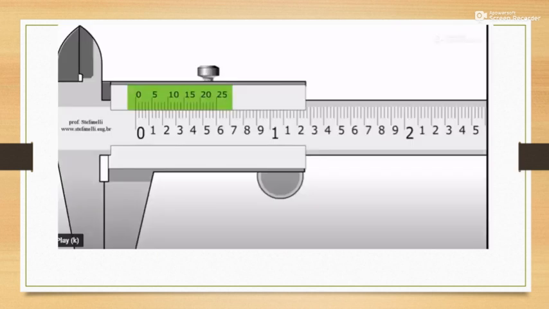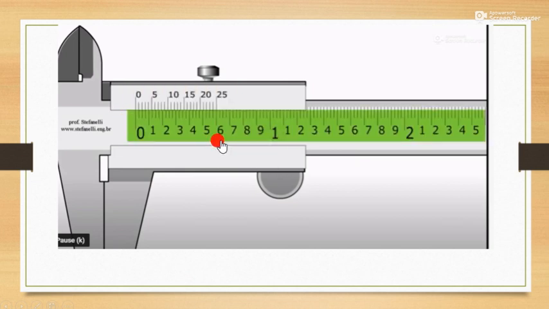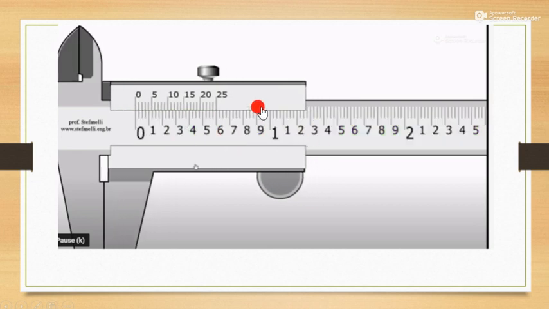Now, how to measure objects? In this picture I will show you. This is the vernier scale part, and this is the main scale reading. In this picture I will show you how to measure objects. This is the main scale and this is the vernier scale.